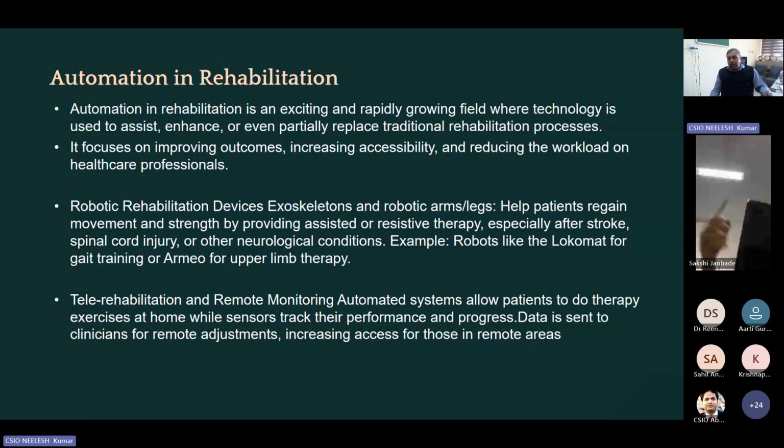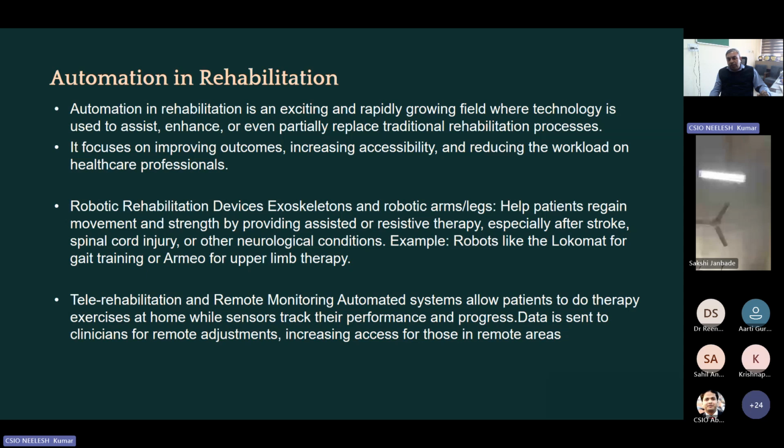You have seen the cases where the subjects are wheelchair bound and they are not able to move without any assistance. Here, with the help of an exoskeleton, I'll explain what an exoskeleton is in my coming slides also, but just to create a background here. Exoskeleton means an external skeleton which is attached to a body, and then it is providing the required functionality. So this is a robotic device which is aimed to provide rehabilitation.